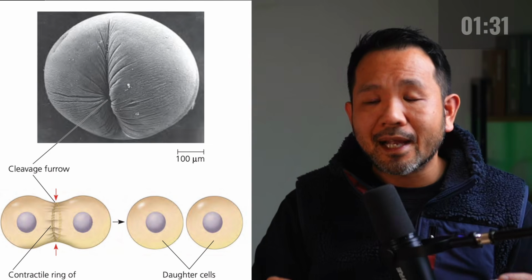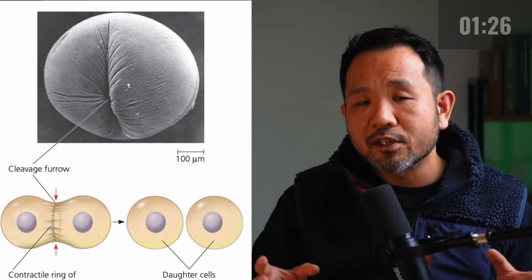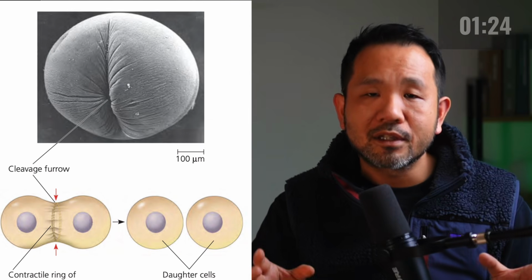Cytokinesis is driven by actin filaments that form sort of a zip tie between the two daughter cells that get smaller and smaller and smaller, eventually dissociating the parent cell into two daughter cells.